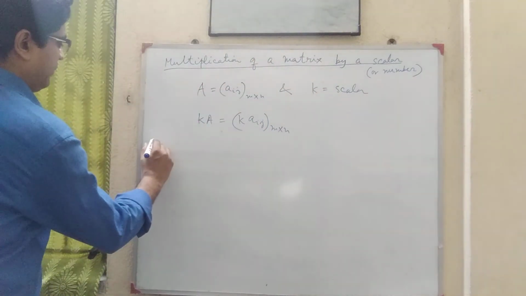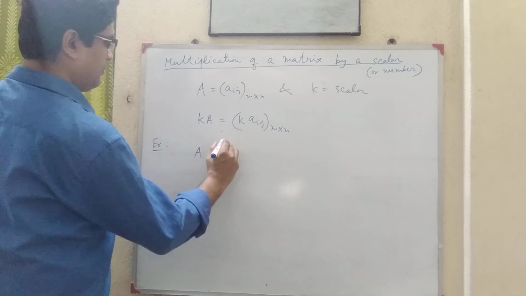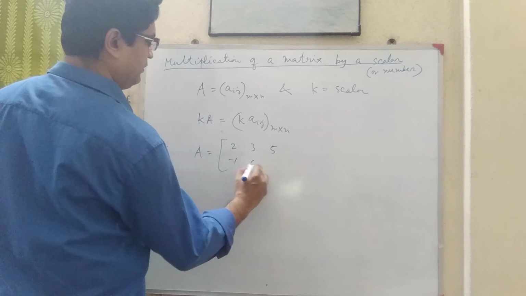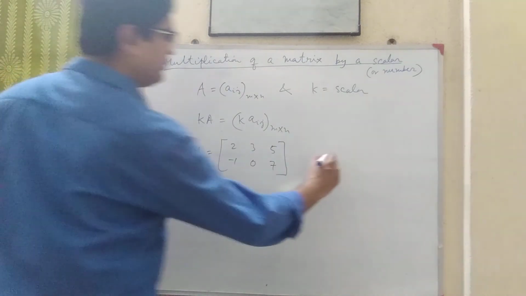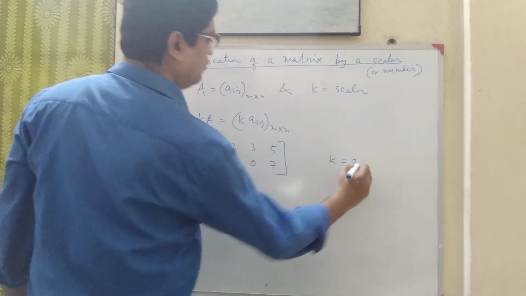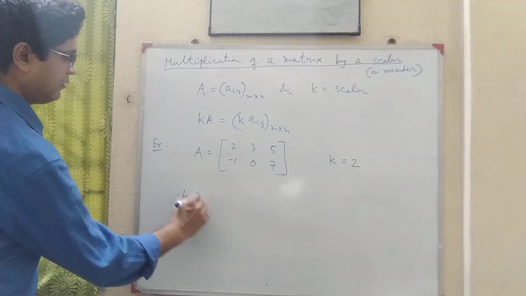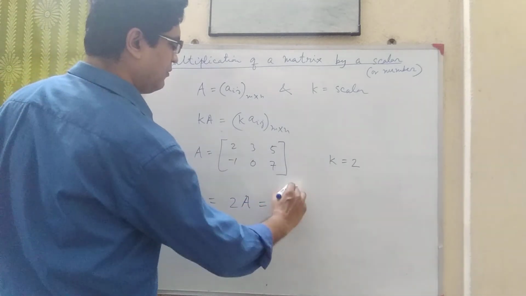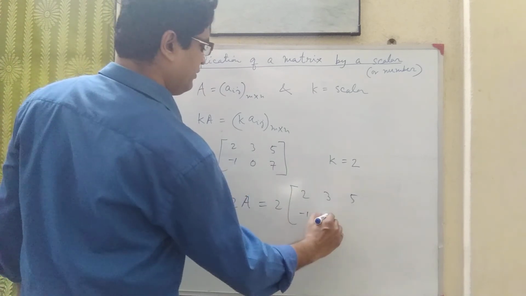So let's give an example. Suppose A is equal to the matrix 2, 3, 5, minus 1, 0, 7, and K is equal to, suppose, 2. So we are finding K into A. K into A means 2 into A, so 2 into this matrix 2, 3, 5, minus 1, 0, 7.